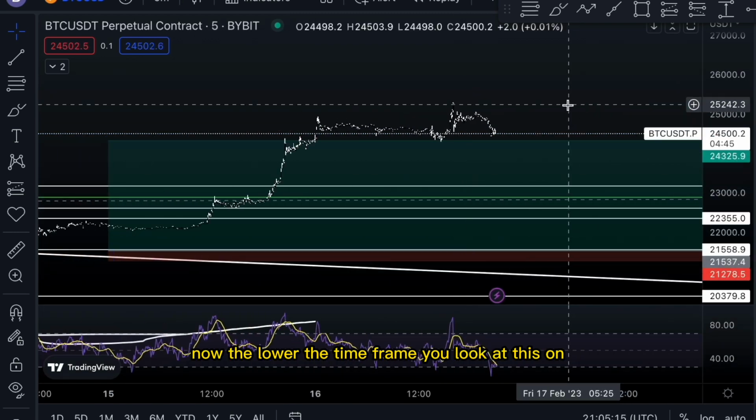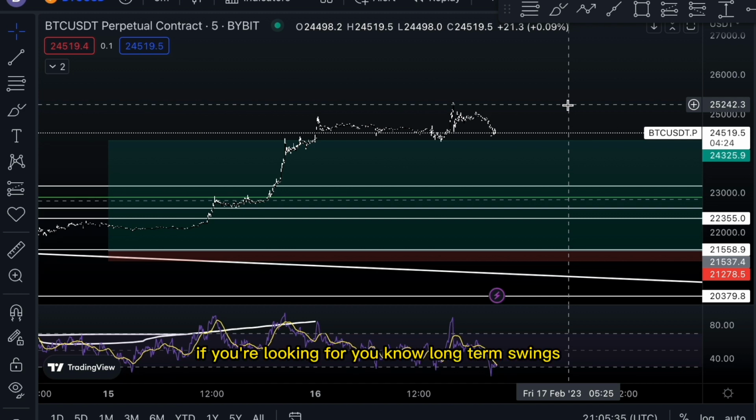Now, the lower the time frame you look at this on, the less valid it's going to be, and the quicker you want to be out of the trade, right? So that depends on your risk tolerance. If you're just day trading, trying to be in trades for no more than an hour, you're looking for a bullish or bearish divergence on a 5-minute chart, 15-minute chart, etc., then that's for you.